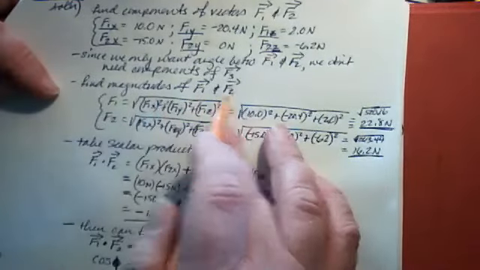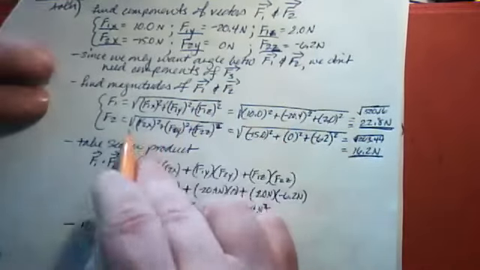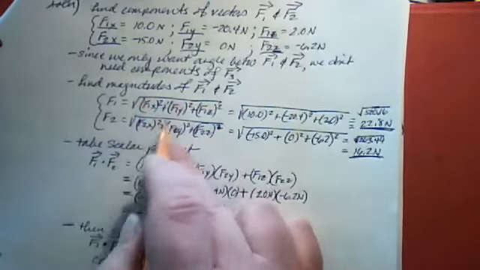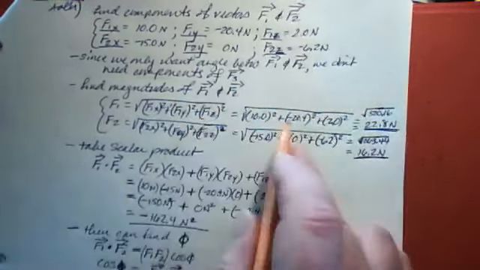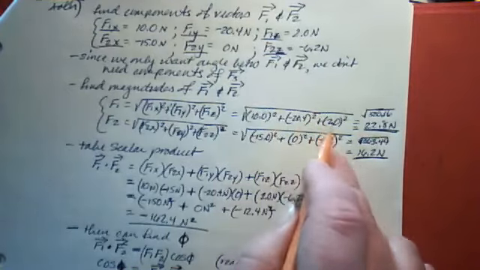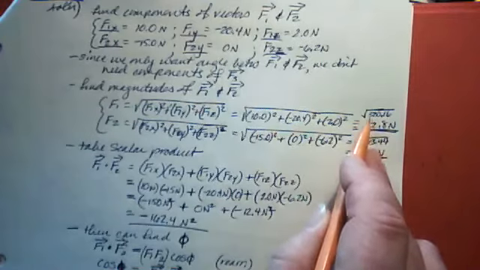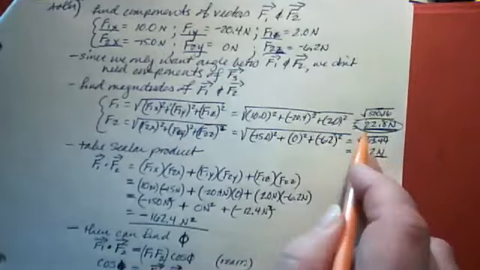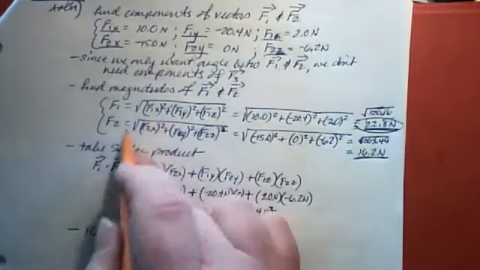Next, we want to find the magnitudes of F1 and F2 because we need them for the equation to find the angle between them. So remember, the magnitude is just the square root of the x component squared plus the y component squared plus the z component squared. So that's the square root of 10 squared plus negative 20.4 squared plus 2 squared, which comes out to the square root of 520.16, and that's 22.8 newtons for the magnitude of F1.